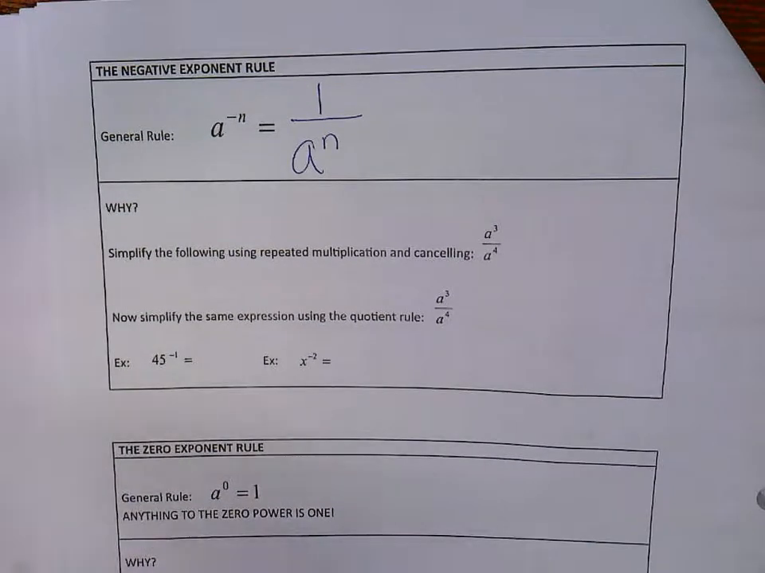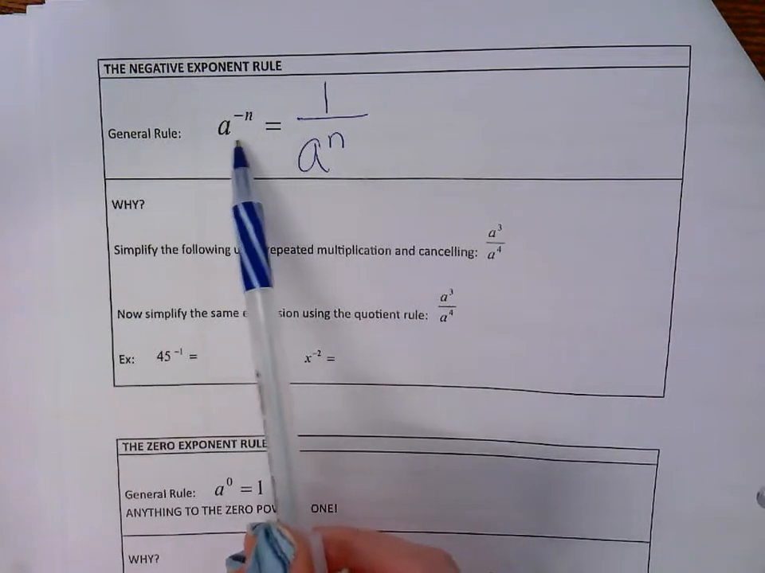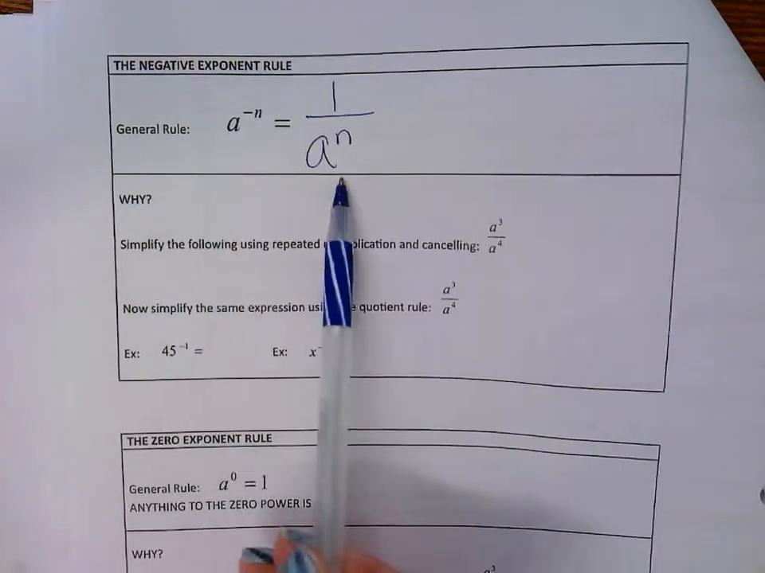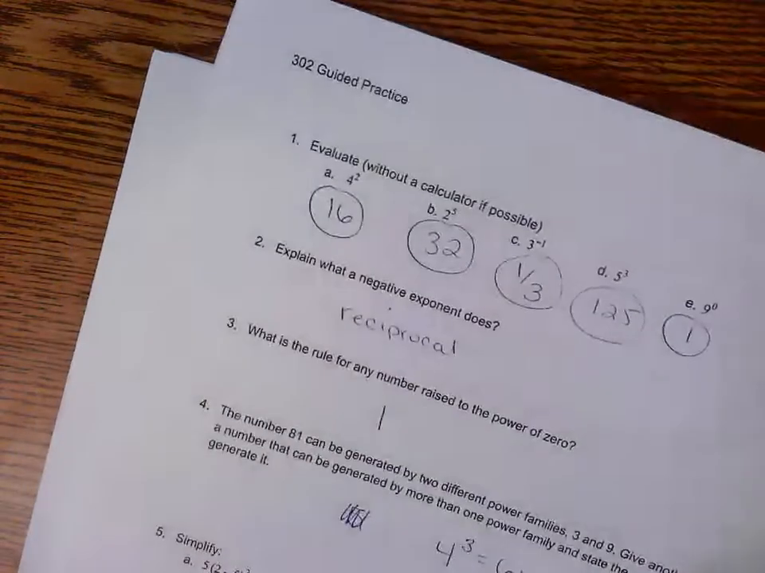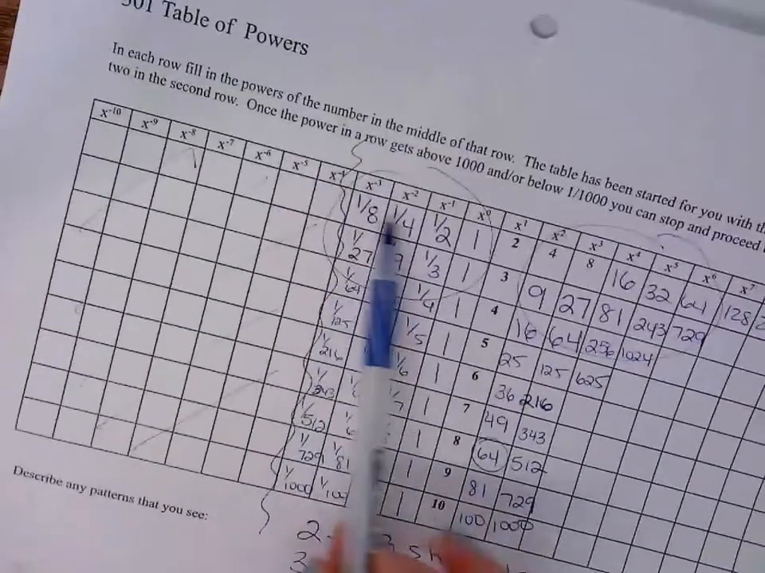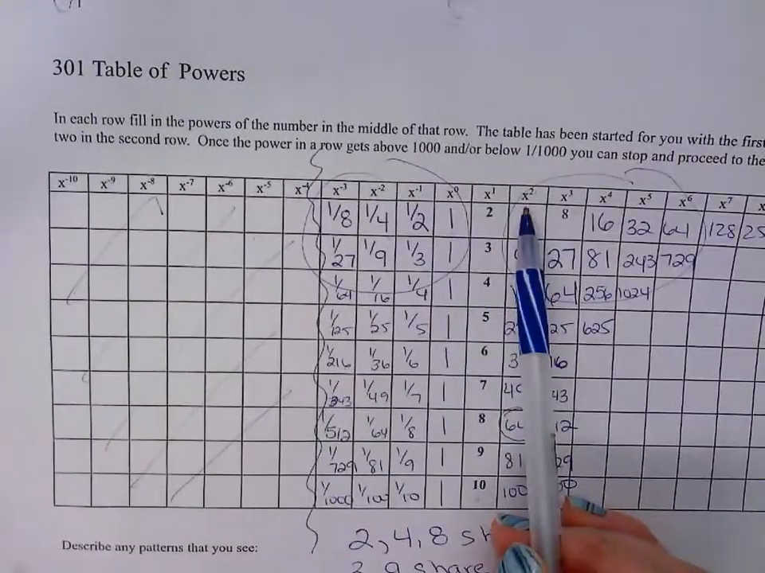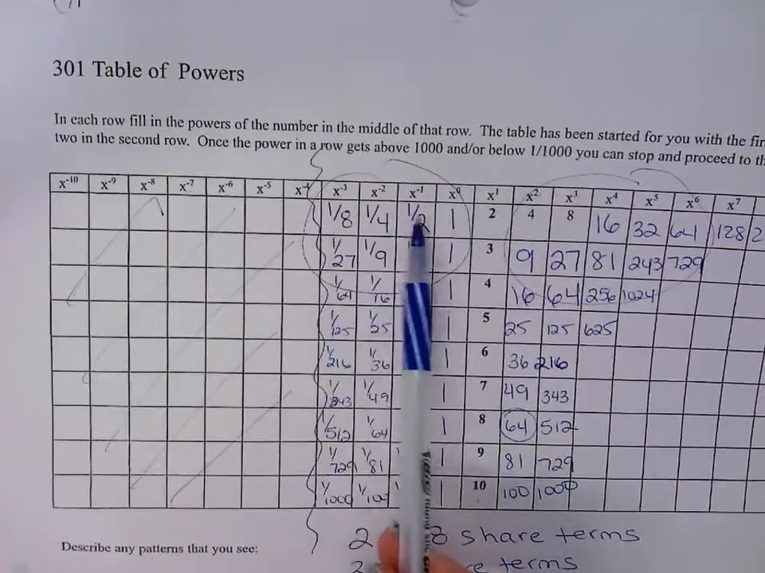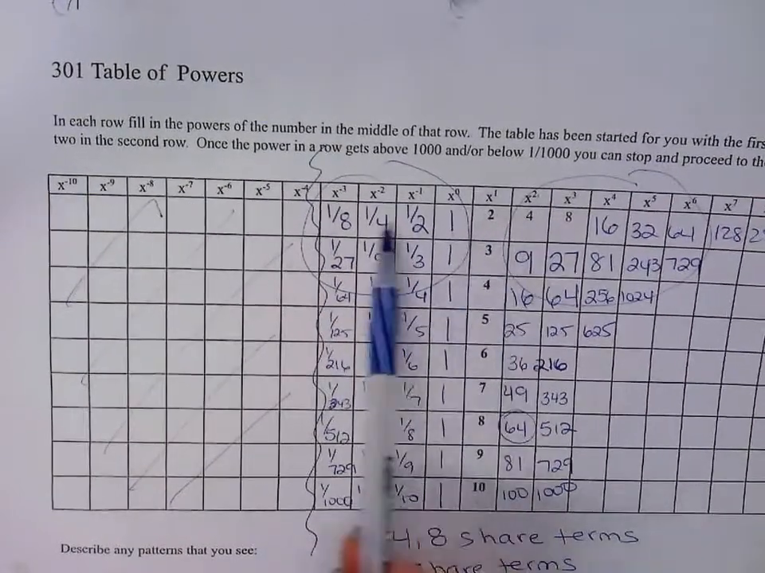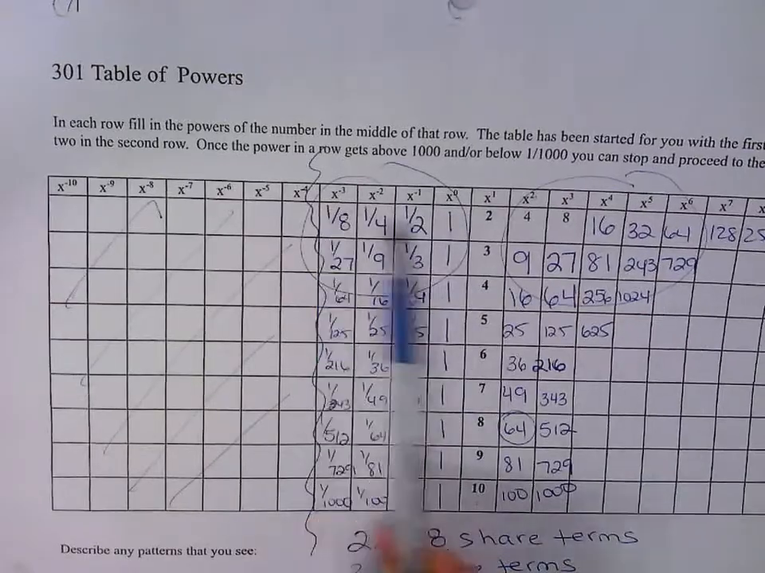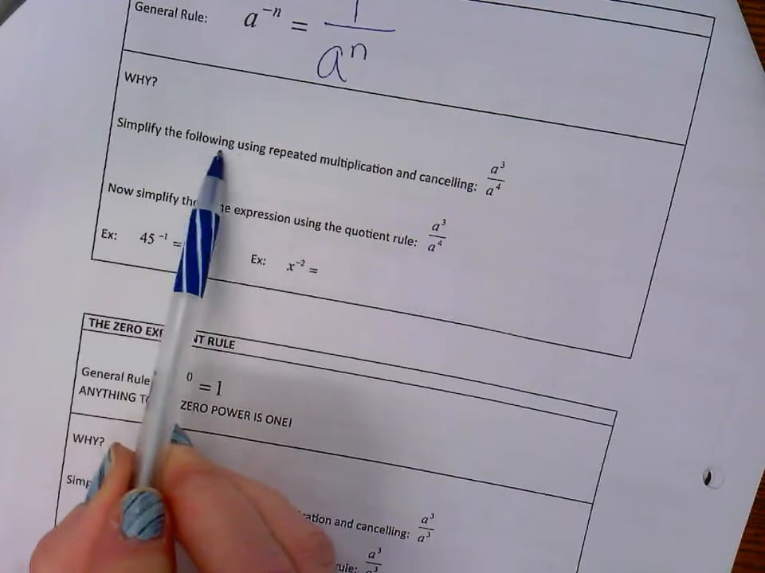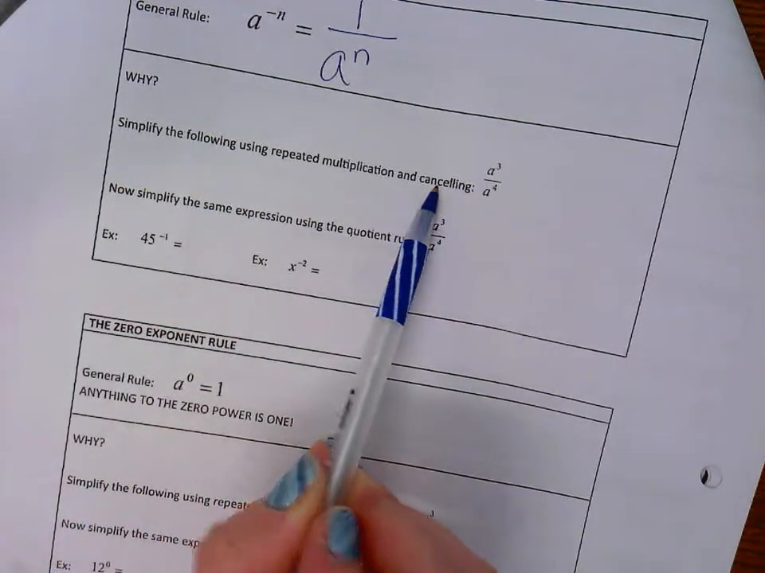Up until now, I just told you that that was the rule, but why? And I showed it to you in the table of powers too, right? It made sense in our table of powers that the fractions fit. If I'm in the power of 2, then if I keep multiplying by 2, I keep going across the row. So the fractions made sense in this row, but why is it actually the case? This isn't really a proof, but it kind of gives you an aha moment. So it says, let's simplify the following using repeated multiplication and canceling.